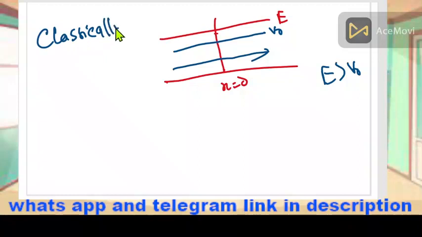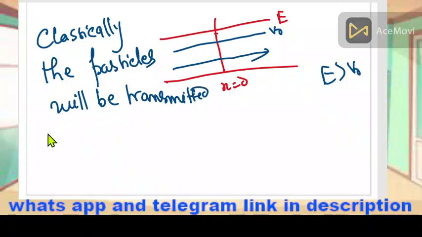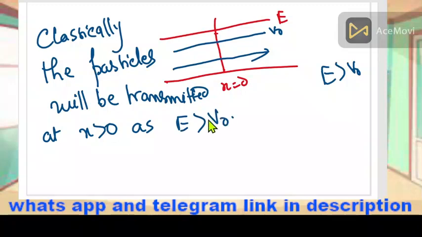Classically, the particles will be transmitted at x greater than 0, as their energy E is greater than V naught. So it will be transmitted. This is the classical result. And it is quite logical also, that if you have energy more than the barrier, you can easily cross that. So there will be total transmission.